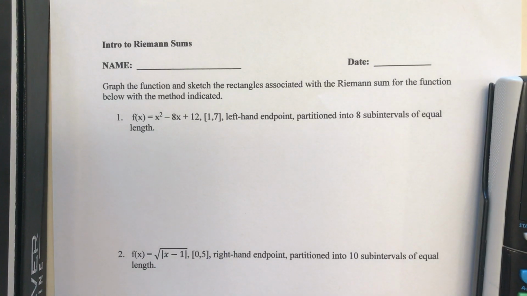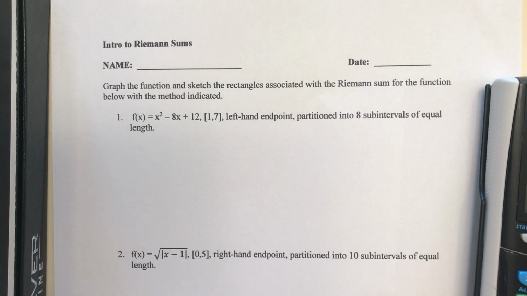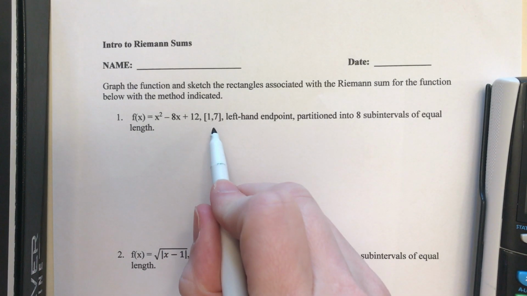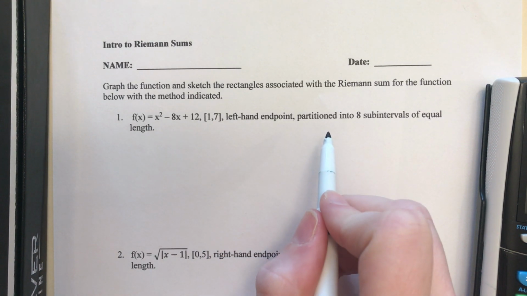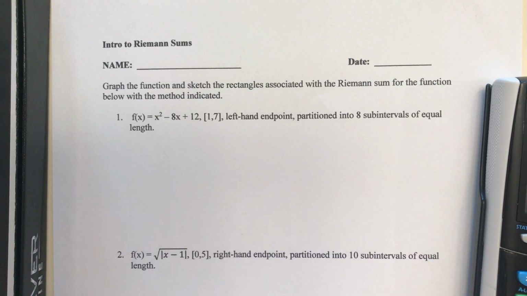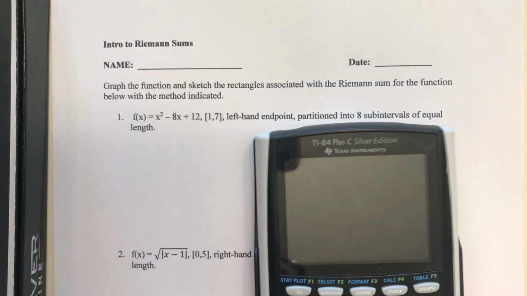So, we're going to look at the first problem right here. It says x squared minus 8x plus 12. We have an interval. We're going from 1 to 7. We're going to use a left-hand endpoint. We're going to partition it into 8 subintervals of equal length. So first thing I'm going to do is I'm going to graph this.